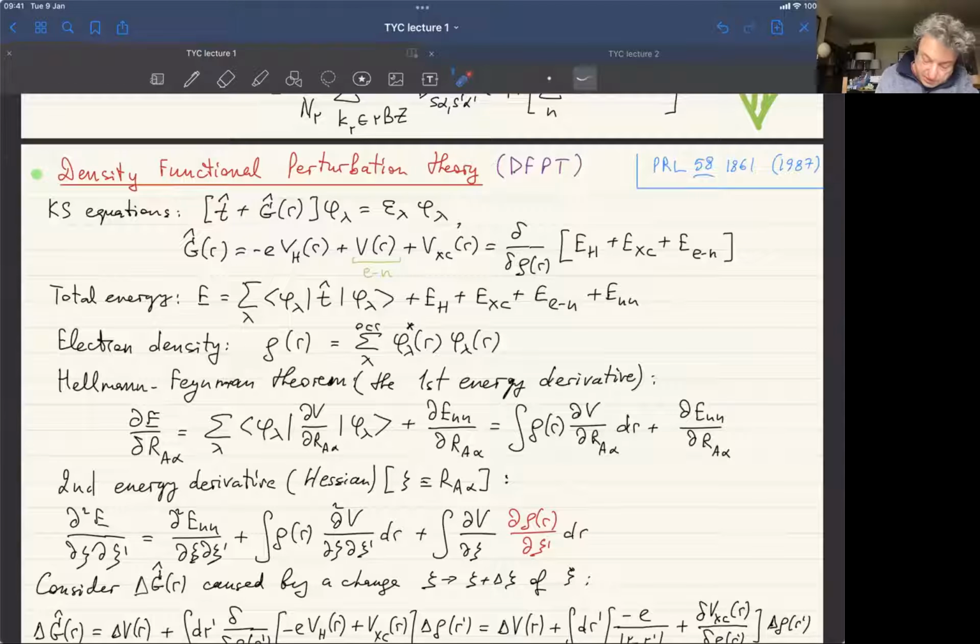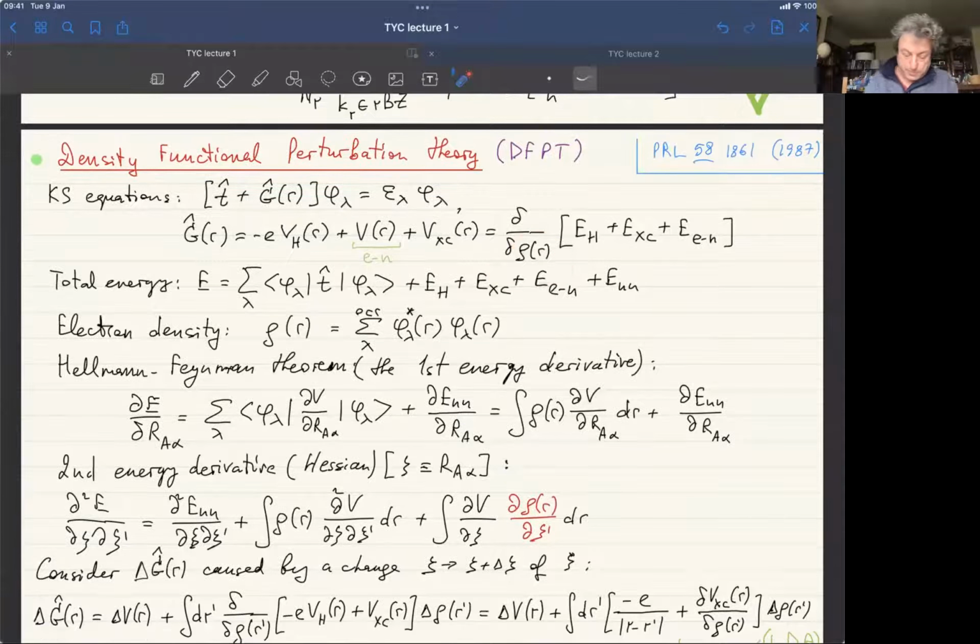So let's start from the Kohn-Sham equations. So these are Kohn-Sham equations, kinetic energy operator, and this operator here is due to Hartree potential, potential due to nuclei, and this is exchange correlation potential. All these potentials contain the electronic density, and they can be written as a functional derivative of the Hartree energy, exchange correlation energy, and energy of interaction of electrons with nuclei with respect to electronic density. And that's an important point.